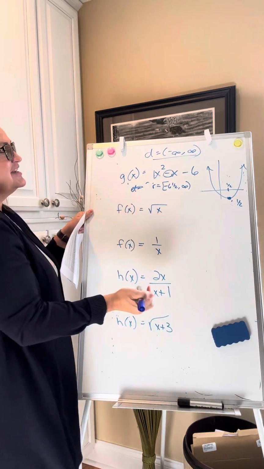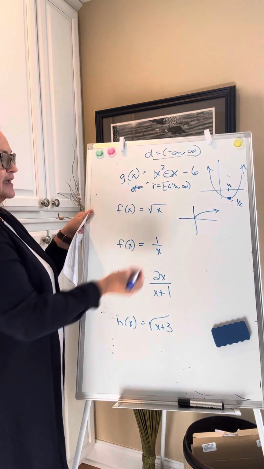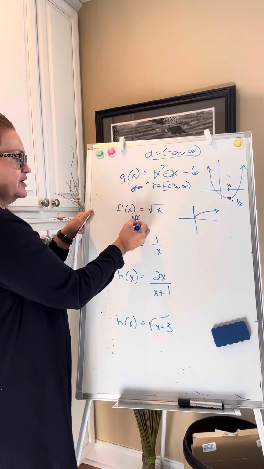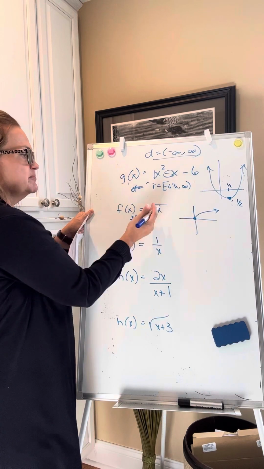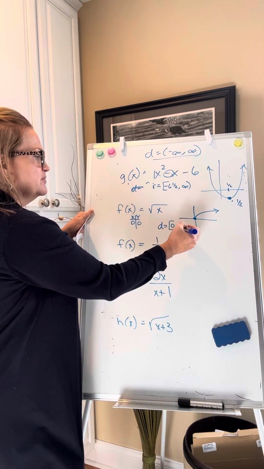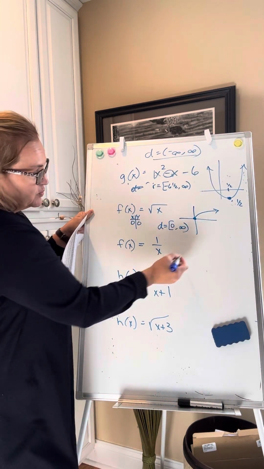Okay, the next one, we've seen this guy before. The square root function looks like that, and it's in its simplest form. So you can plug in 0 and get 0. That is its basic form there. So we would say the domain, 0 to infinity. The next one, 1 over x.